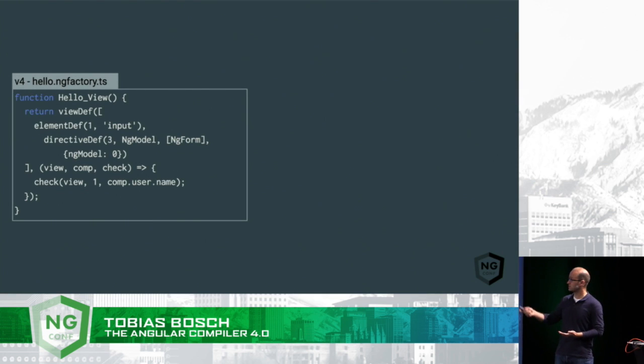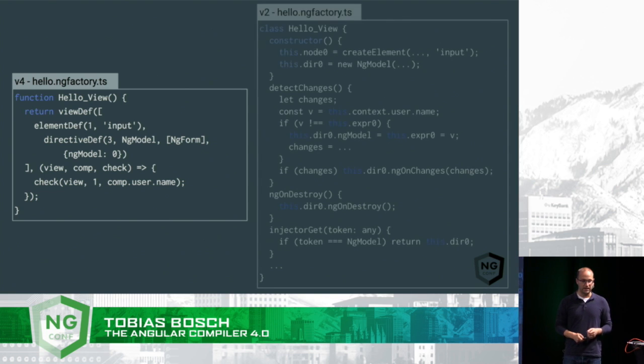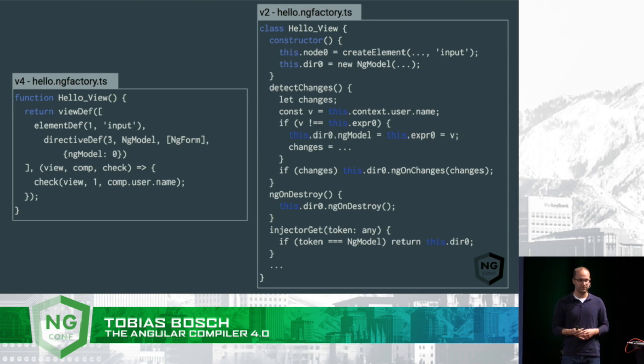Angular 4 looks like this, the generated code. So directive def also takes a fourth argument with the properties that are bound, similar to element def. And we have this one call for the check function. Angular 2 is a little bigger, and it's a different principle, if you think about it.